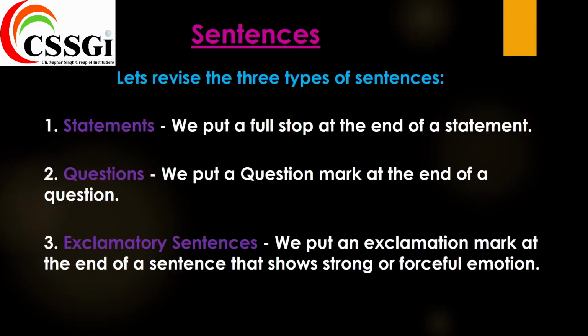Sentences. Let's revise the three types of sentences first. Number 1. Statements. We put a full stop at the end of a statement. Number 2. Questions. We put a question mark at the end of a question. Number 3. Exclamatory sentences. We put an exclamation mark at the end of a sentence that shows strong or forceful emotion.